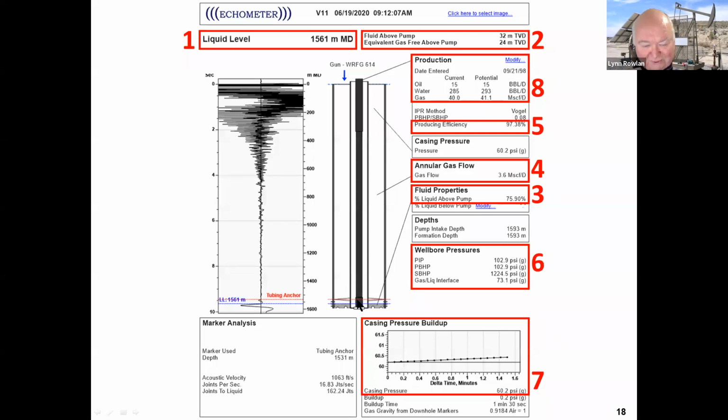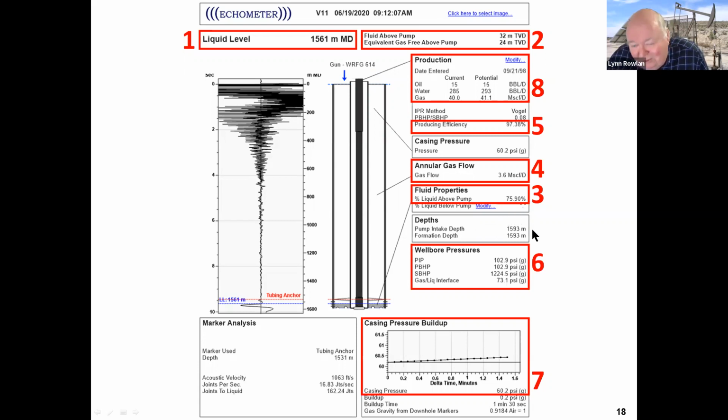So this shows a little picture with the fluid level down close to the pump. There's a tubing anchor echo, and there's a liquid level echo. You can see the percent of liquid, 75% liquid above the pump intake. You can see how fast gas is flowing up the casing. Not very much gas, 3.6 MCF, only 4 MCF of gas. That's not much, but that makes the liquid here 25% gas and 75% liquid. So it has a big impact on the weight of the liquid column.